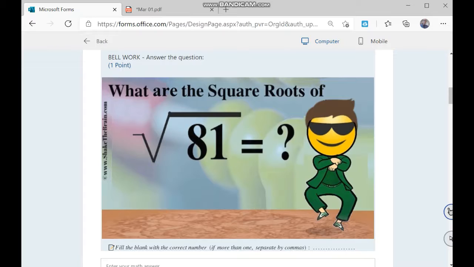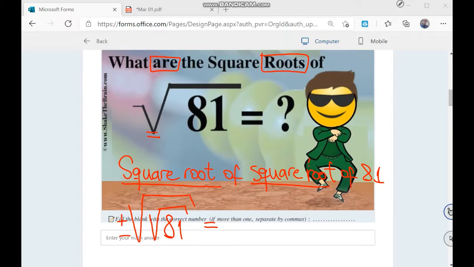What are the square roots of? And then you have square root of 81 equals question mark. That is the question. It looks simple. Sometimes the questions that are too simple, they have a trick. This one may have some kind of a trick. Okay? So send me your messages. Tell me what are your answers.